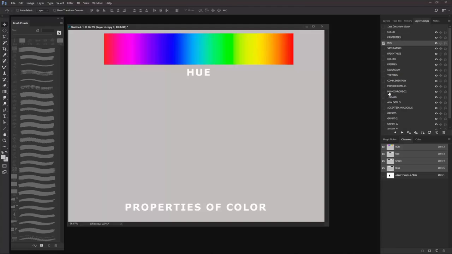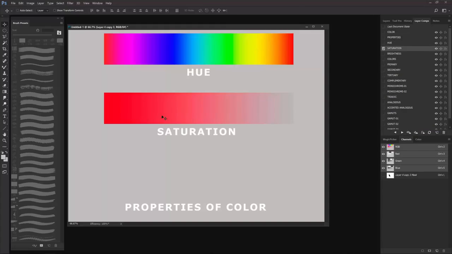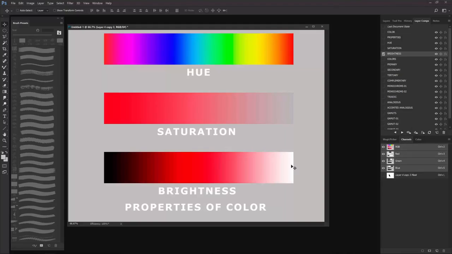The second property we're going to look into is saturation. Saturation can be considered the degree of purity of a given color. So the more grayed this color is, the less saturated it is. The more pure, the more saturated. And the third property of a color is brightness. Brightness is the degree of lightness or darkness you have on a given color. So the more black you mix into this color, the less bright it is, and the more white you mix, the brighter it is. Okay?